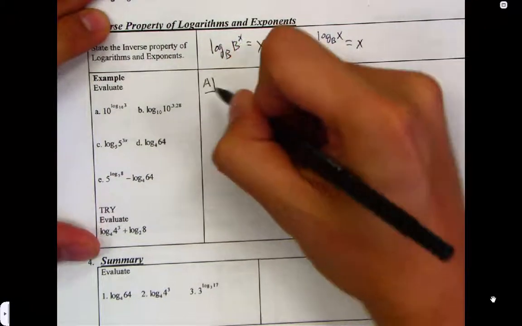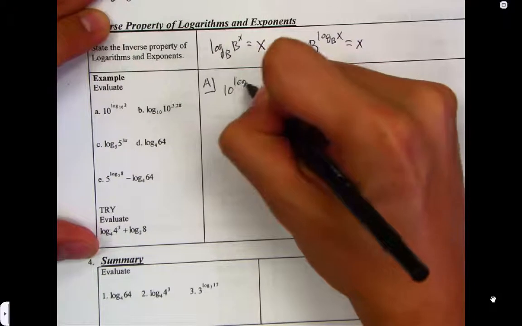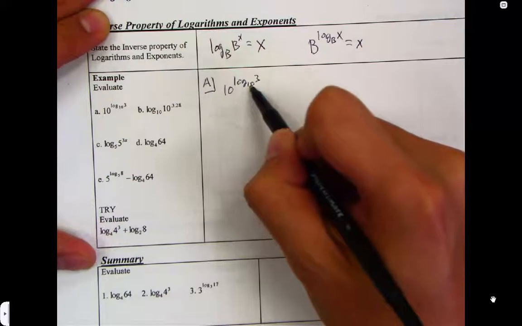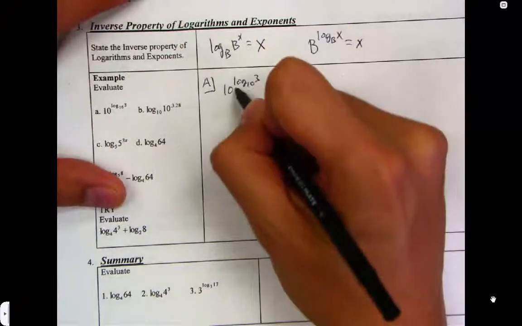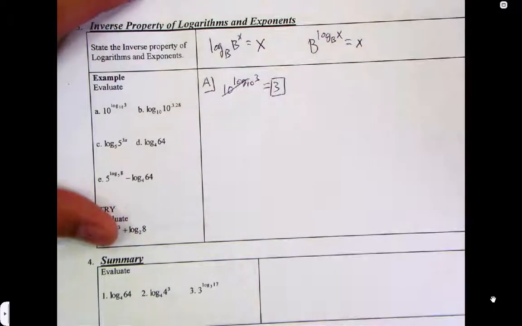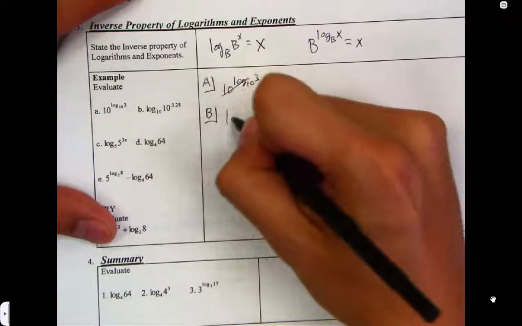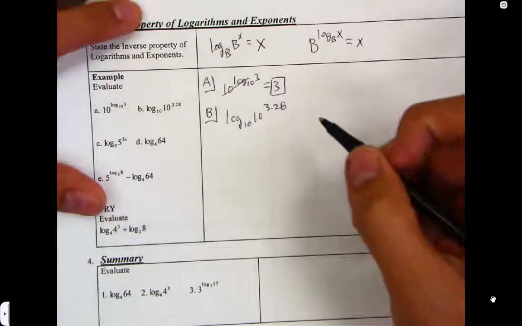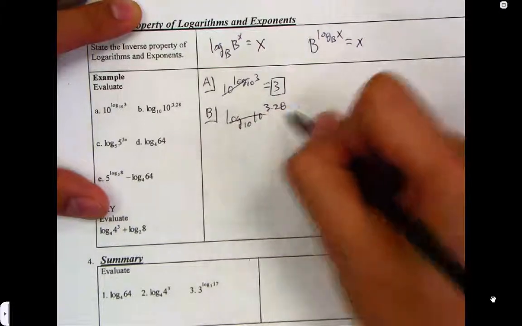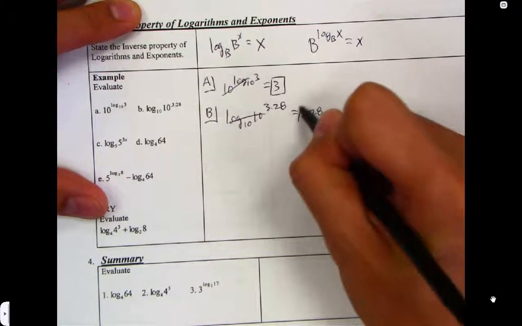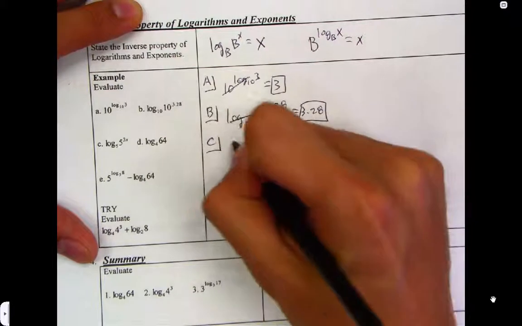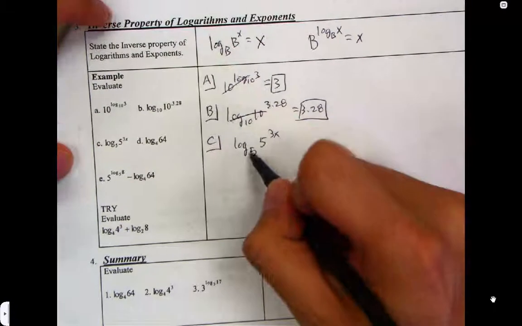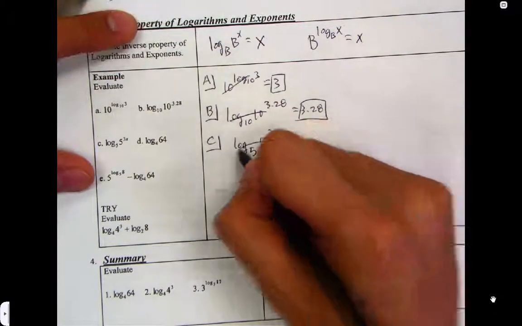A, evaluate 10 to the log base 10 of 3. You see how the base is a 10 and the log in the exponent is a base of 10? These will cross out and you'll get 3 as your answer. B, log base 10 of 10 to the 3.28. These bases will cancel out, you get 3.28. C, log base 5 of 5 to the 3x. Same bases, the log and the base, so they cancel out, you get 3x.